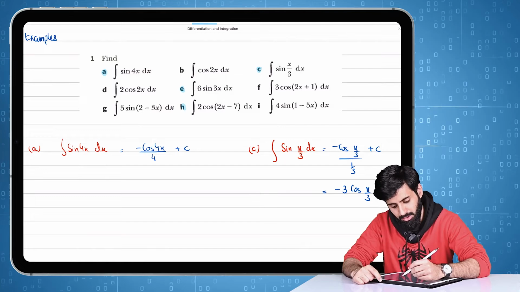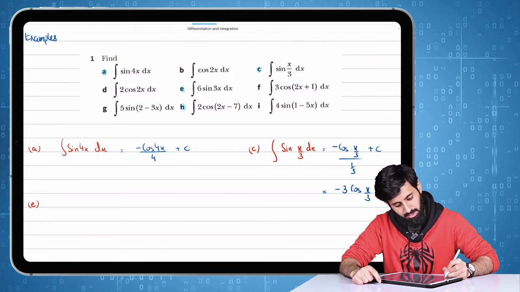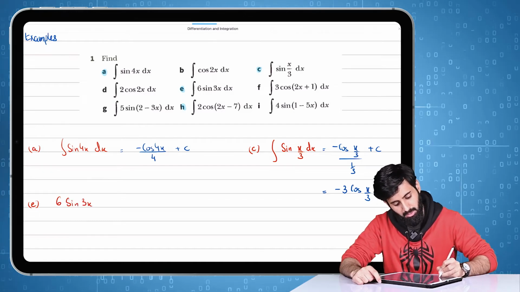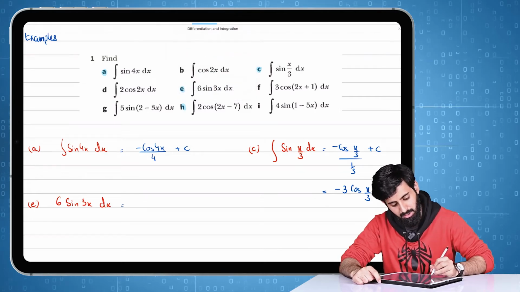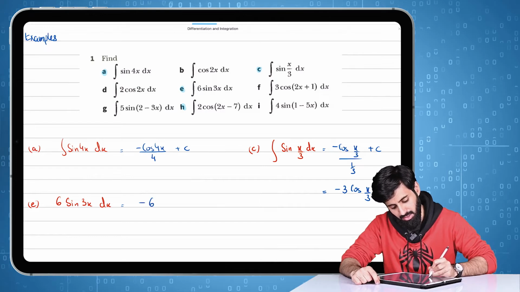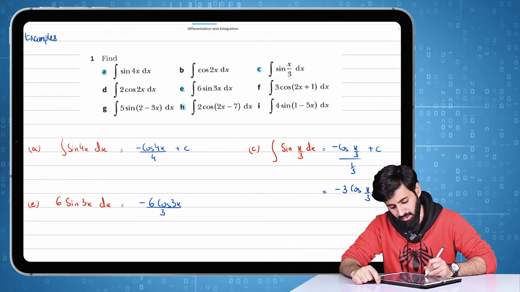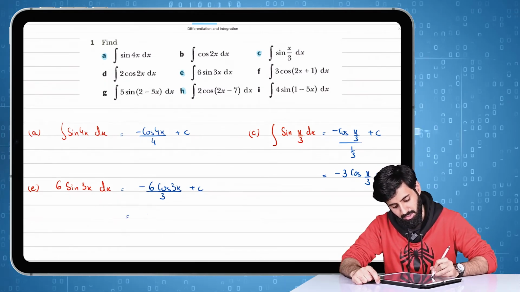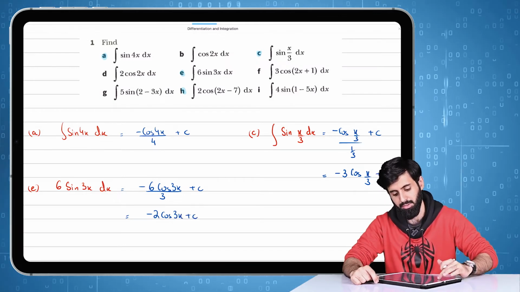Okay, so two more examples. The third example is part E that I've chosen. So we have 6 sine 3x with respect to x. How exactly are we going to work this out? Again, the integral of sine 3x would be minus 6 cos 3x, and then we'll divide by 3, since that's what the differential of 3x is, and then we put a plus c. But this time we have to make sure that we simplify it. So you're looking at minus 2 cos 3x plus c as your final answer.